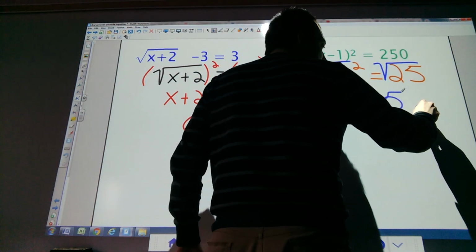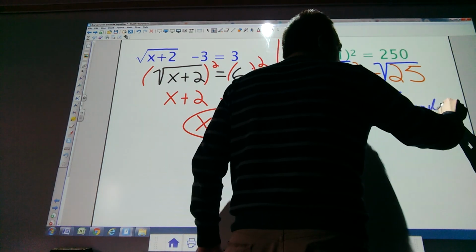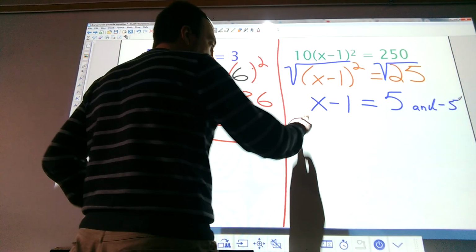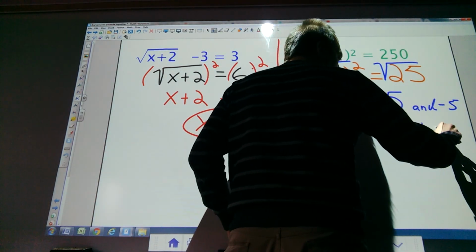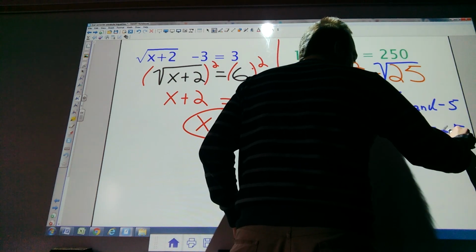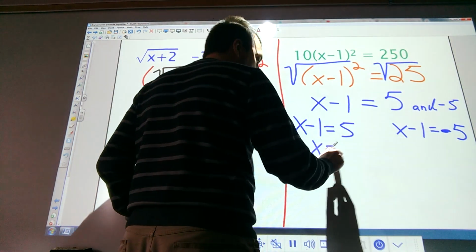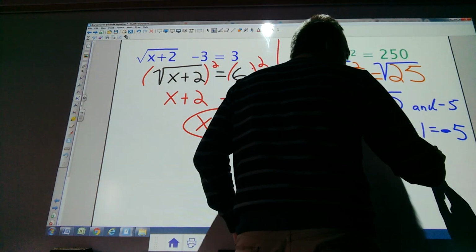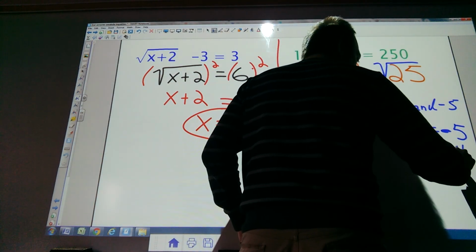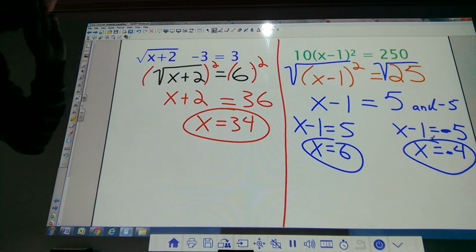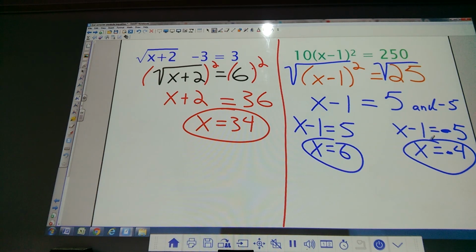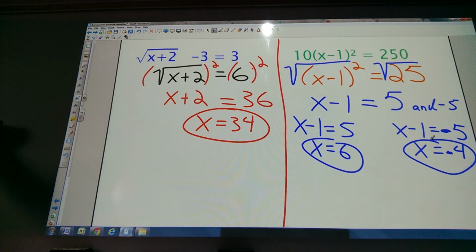And negative 5. We have 2 answers. So x minus 1 equals 5. And x minus 1 equals negative 5. Add 1, x equals 6. Add 1, x equals negative 4. So on this problem, we actually have 2 answers. All right, so that's review of what we did last week. I think I only have 2 problems to go over here. Same type of problem, here we go.